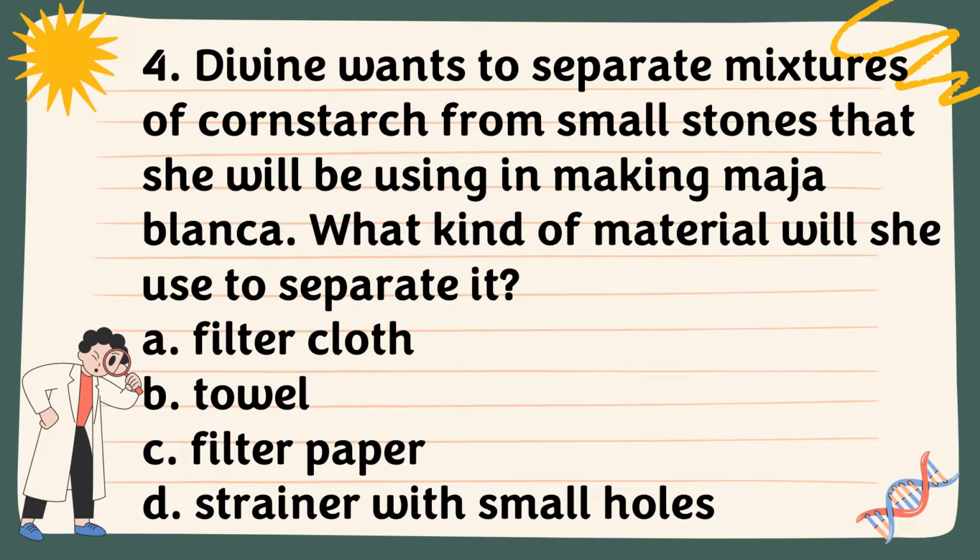Number 4. Divine wants to separate a mixture of cornstarch from small stones that she will be using in making maja blanca. What kind of material will she use to separate it? A. Filter cloth, B. Towel, C. Filter paper, or D. Strainer with small holes. Correct answer is letter D. Strainer with small holes.